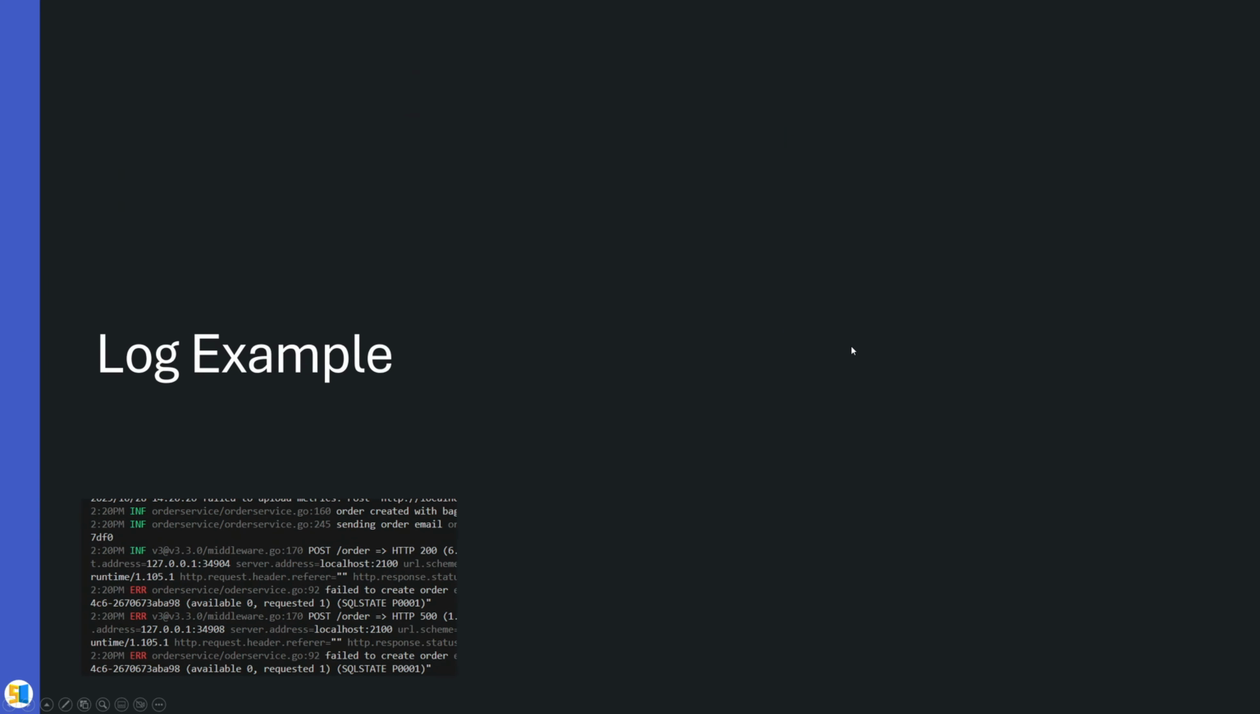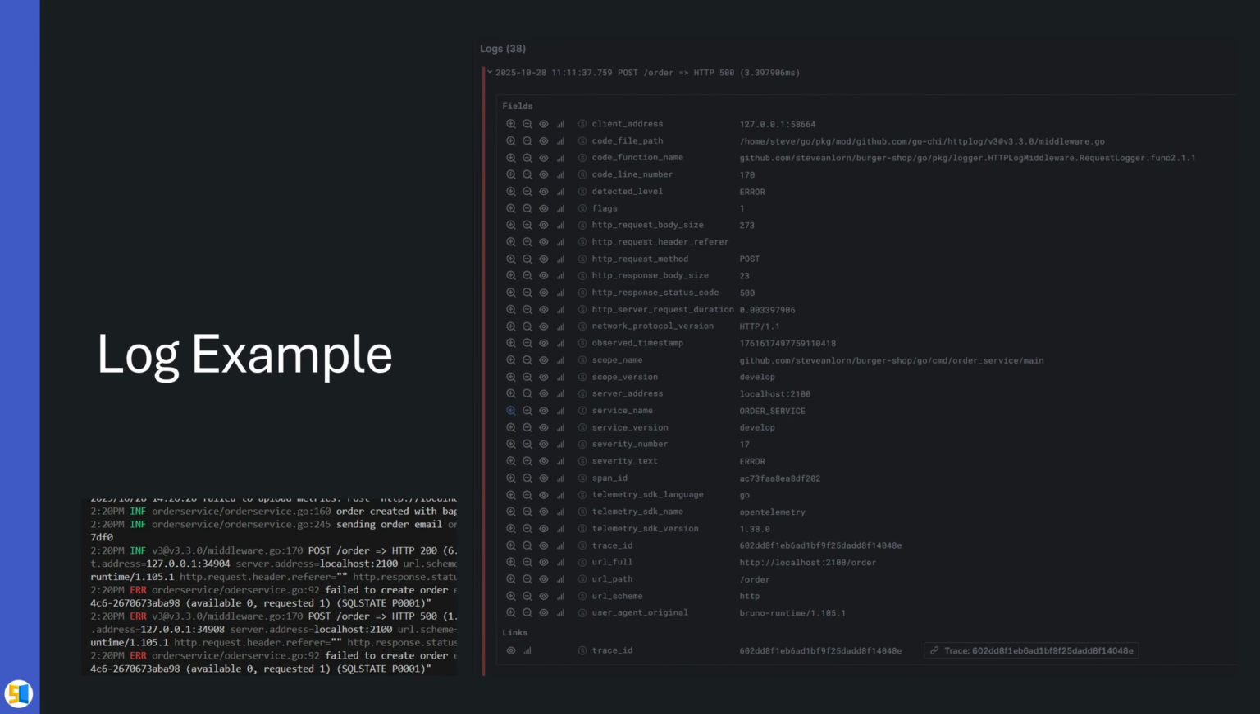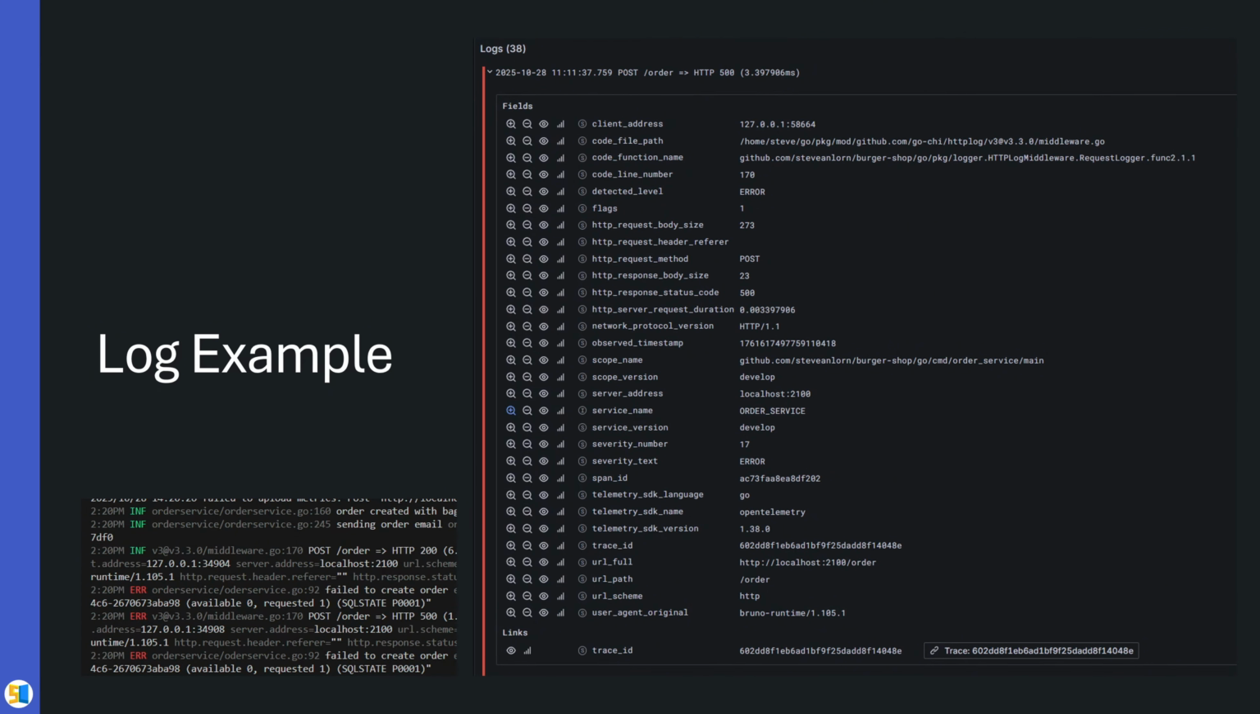So let's see. This is the log that is exported to standard output with the tint library. It has some nice color. It's not in JSON format. For me, it's much easier to see than JSON in standard output. But we also export it to OpenTelemetry. In this case, I use Grafana with Loki.